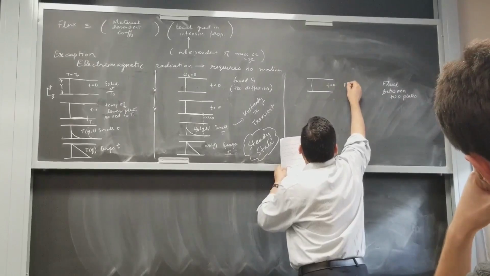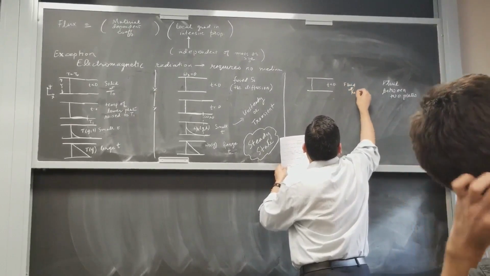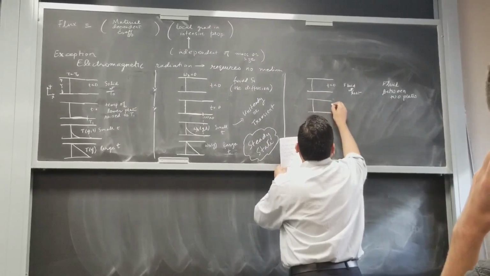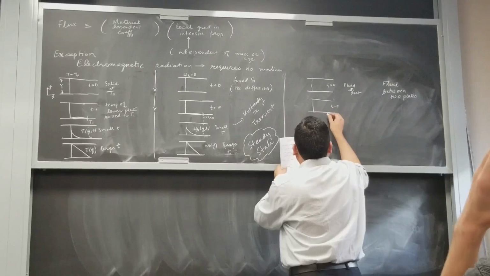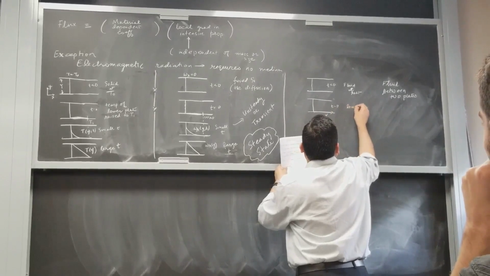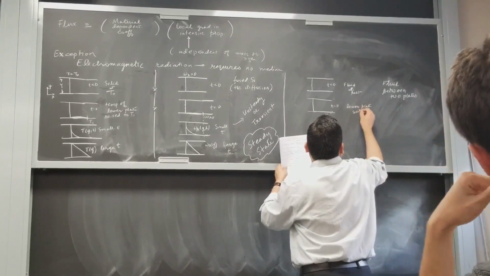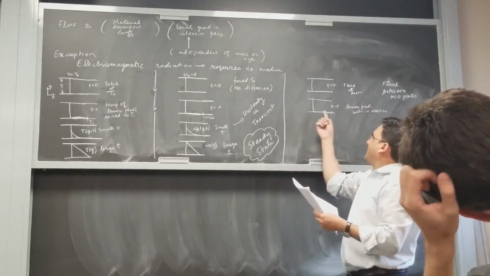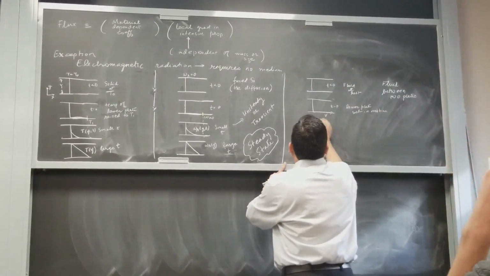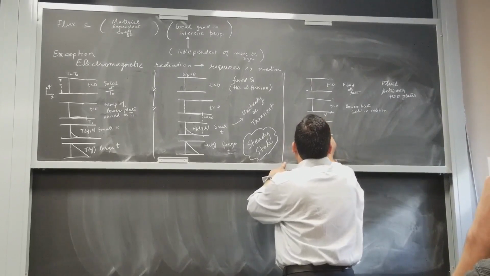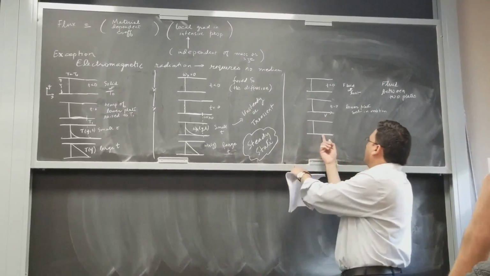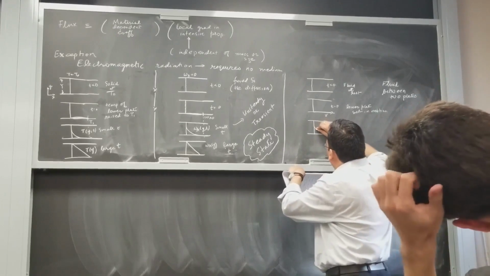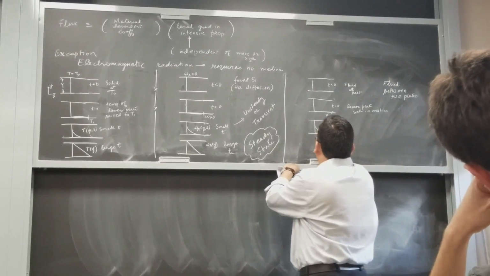At t less than 0, fluid is at rest. Then at t equals 0, the lower plate is set in motion. So when I set this lower plate in motion, what it does is it carries fluid with it forward. So this has velocity in this direction. So it has a momentum that is now being transferred to layers of fluid right next to it. And so those layers will start moving.